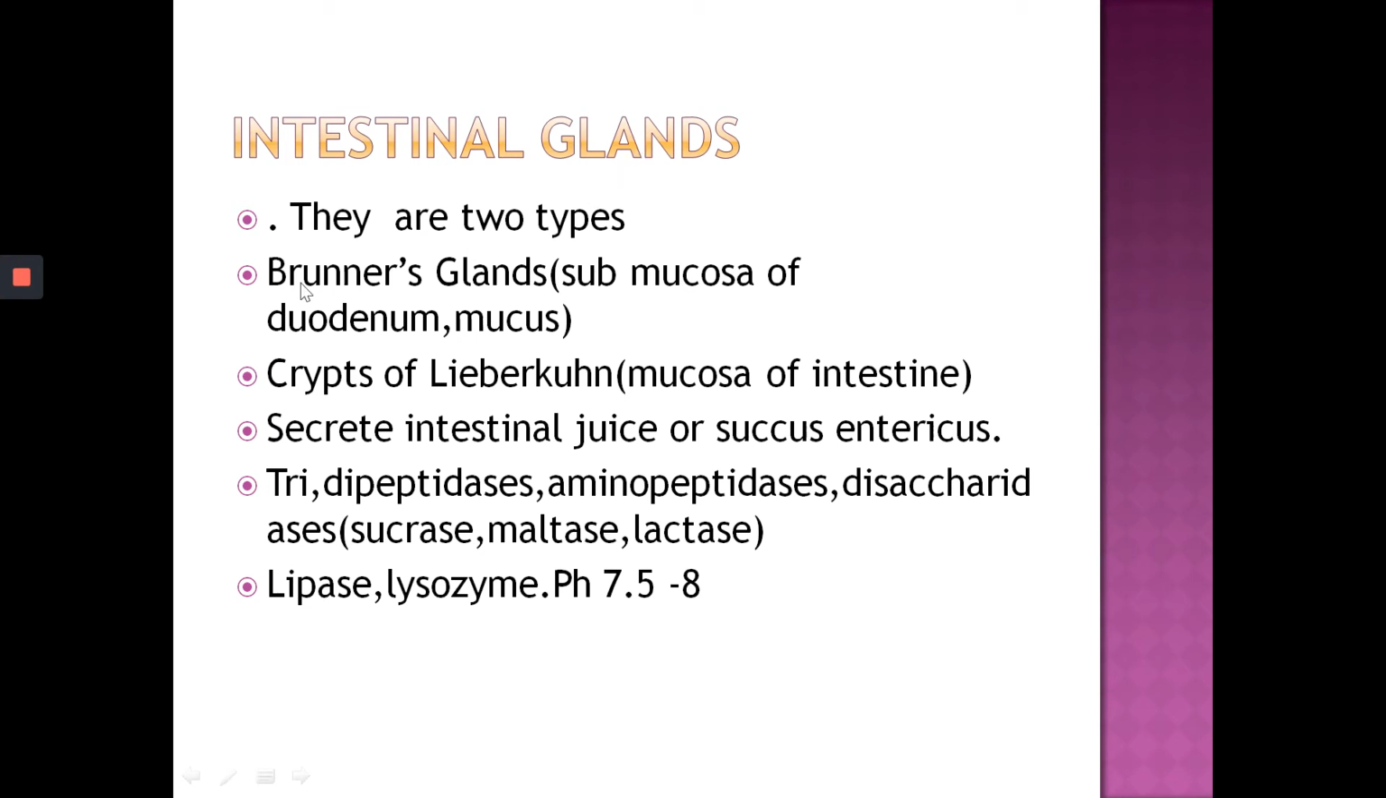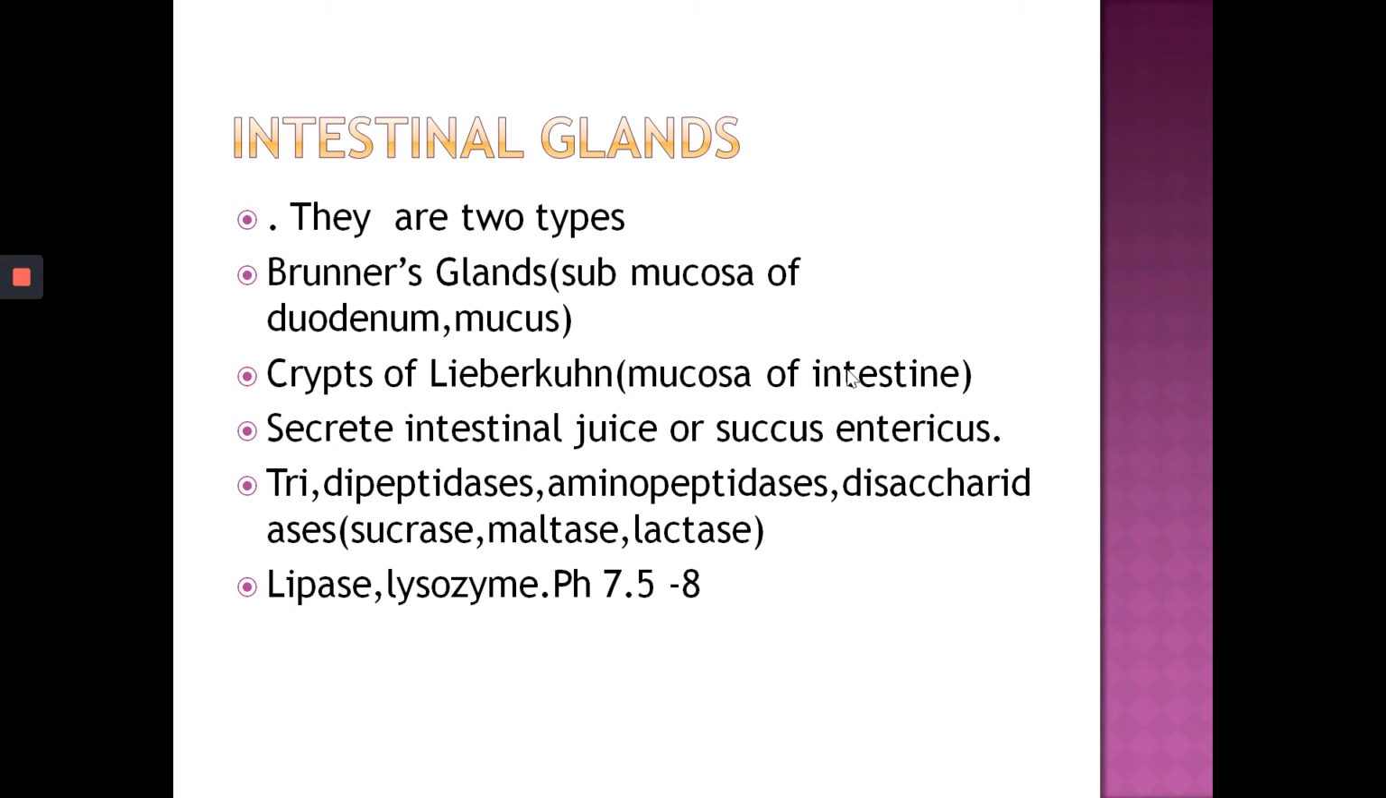Number one is the Brunner glands. These glands are present in the submucosa of the duodenum. Brunner glands, the location of these glands is the submucosa of the duodenum, and these glands secrete mucus. The second one is crypts of Lieberkuhn. These glands are present in the mucosa of the intestine.